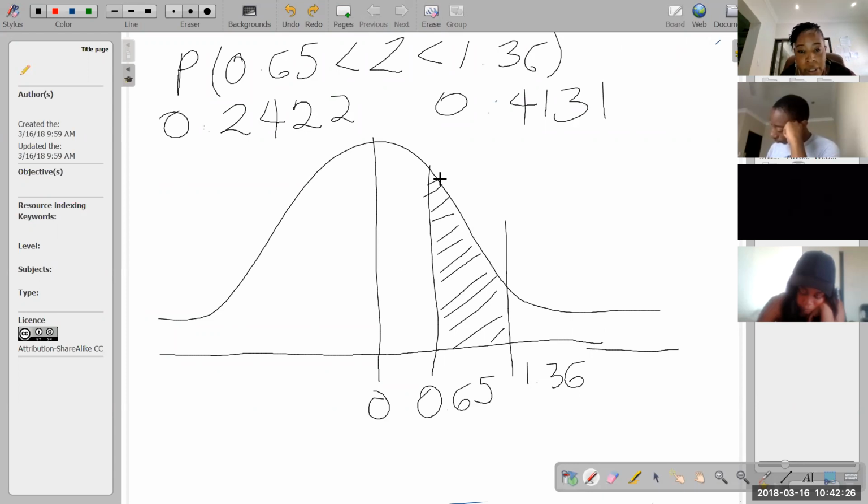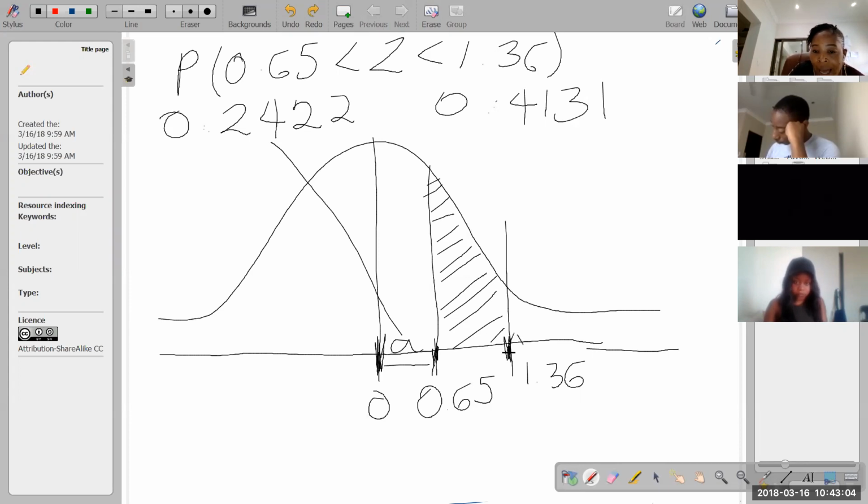Okay, that's what we need. Now, 0.2422 is definitely from here to this place, isn't it? From this point to this point, which we'll label as A, is our 0.2422. 0.4131 is for 1.36, so it's from this point to this point, which we label as B.